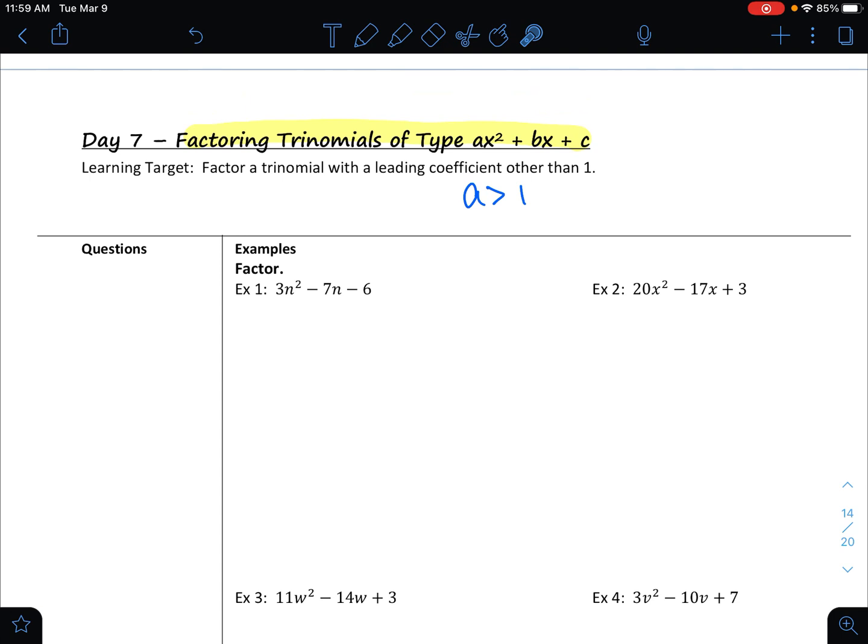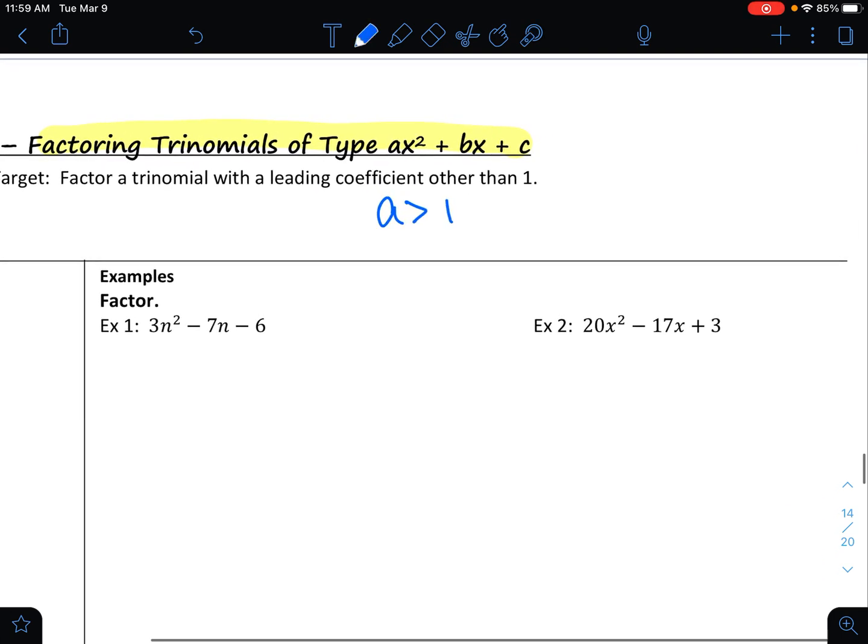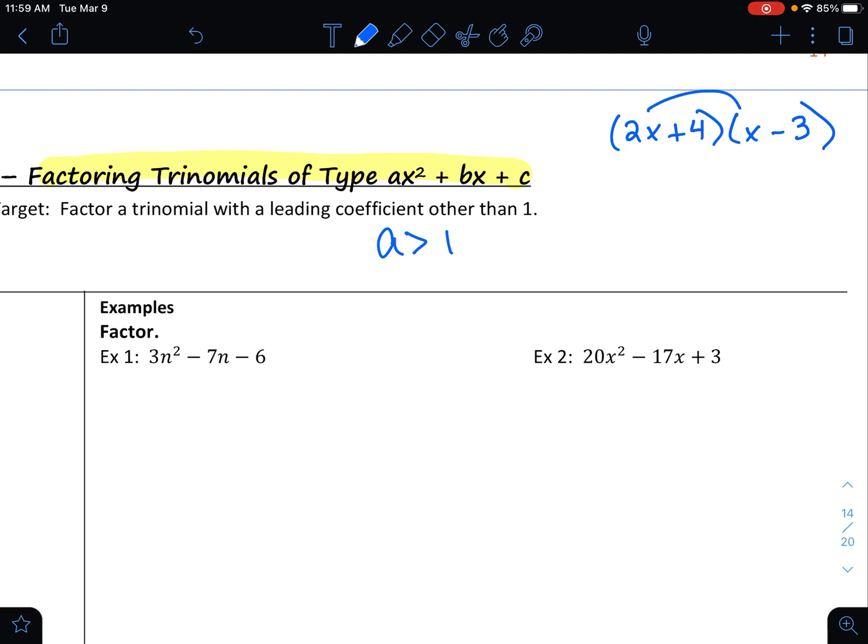So I want to make an example up over here to the side. Let's just work with 2x plus 4 times x minus 3. So let's multiply that out. I'm going to do 2x times x is 2x squared. 2x times negative 3 is negative 6x. 4 times x is just 4x, and then 4 times negative 3 is negative 12. And then combine your terms. So there's 2x squared, minus 2x, minus 12.